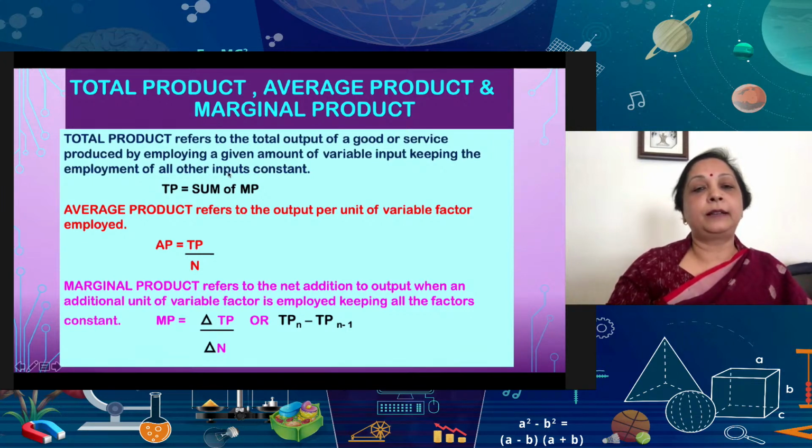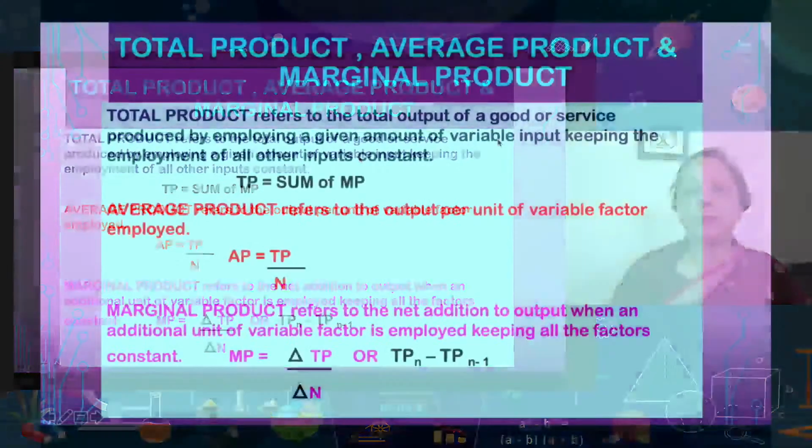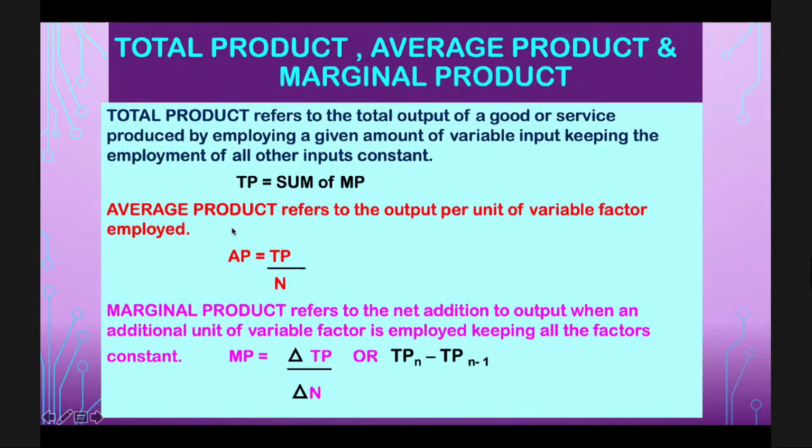So total product is obtained by adding together the marginal product. It is defined in terms of number of units of variable input employed. Average product refers to the output per unit of variable factor employed. So it is total product divided by the number of units of variable factor employed. If you want to obtain total product from average product, what do you do? You multiply average product with the number of units of variable factor employed.